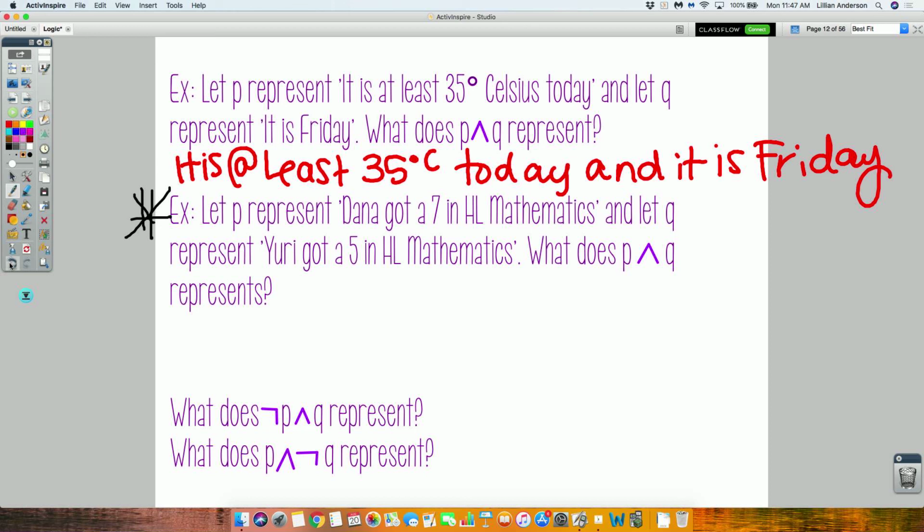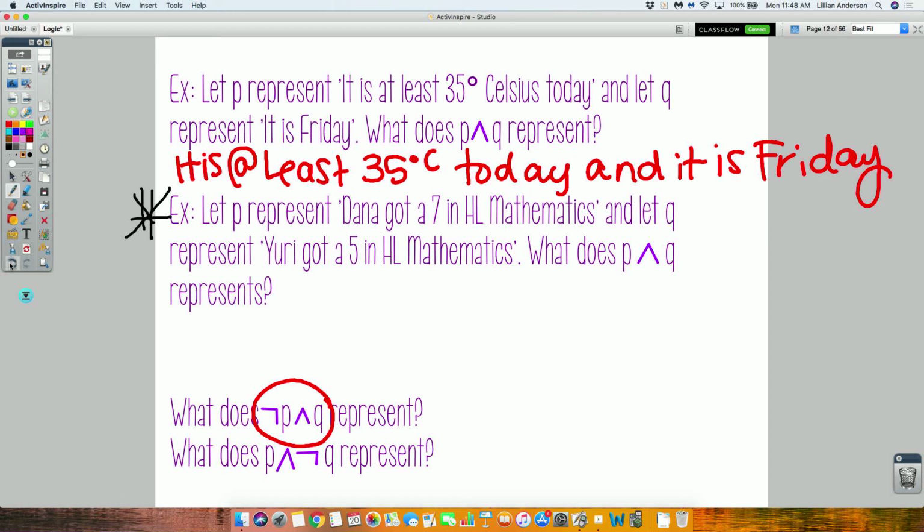Okay, so let's say it all together confidently, loudly for the video. Dana got a 7 in HL Mathematics and Yuri got a 5 in HL Mathematics. Very good. Okay? Let's use that exact same sentence and let's look at this particular compound statement. How would you represent what I've circled in red using the example with Dana and Yuri? Write it out in words. Who wants to, let me get one person, volunteer. Dana did not get a 7 in HL Mathematics, while Yuri did get a 5 in HL Mathematics.